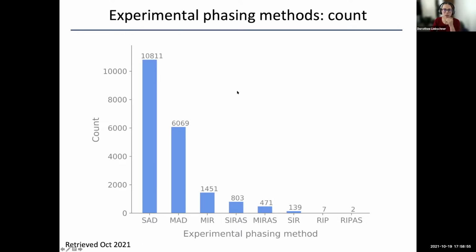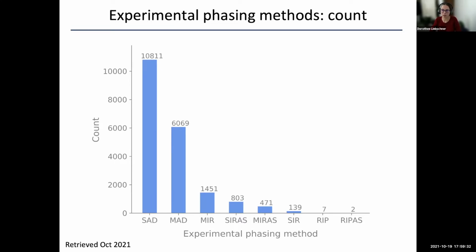This relies on how well the depositors have actually filled in that information in the field that can be searched in the PDB. And sometimes it's not filled in: either people did not put anything, or they put several methods, or they put something ambiguous, or they have some spelling errors in it. So these numbers should not be taken literally, but they give trends, right? SAD and MAD are the most used, and all the other methods follow behind that.